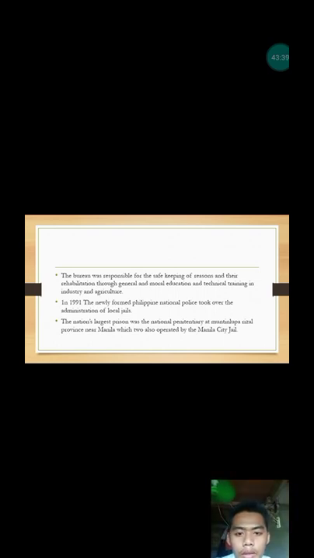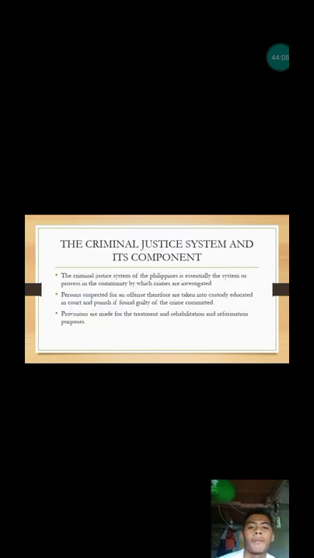The Bureau was responsible for the safekeeping of prisoners and their rehabilitation through general moral education and technical training in industry and agriculture. Then in 1991, the newly formed Philippine National Police took over the administration of local jails. The nation's largest prison was the National Penitentiary in Muntinlupa, Rizal province, near Manila, which also operated Manila City Jail.